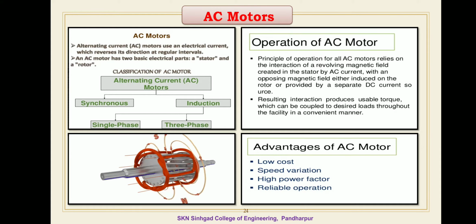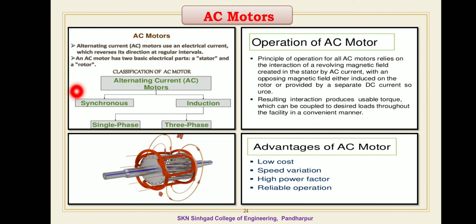So for the classification of AC motors, or alternating current motors, there are two basic groups. The first is the synchronous motor and the second is the induction motor. The induction motor is further divided into two groups, single phase and three phase. So this is the simple classification of AC motors.